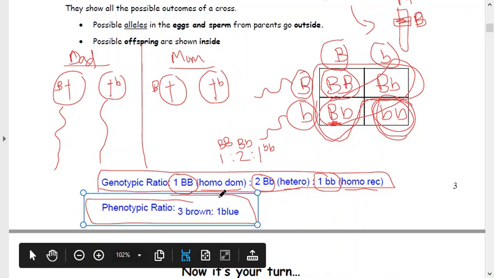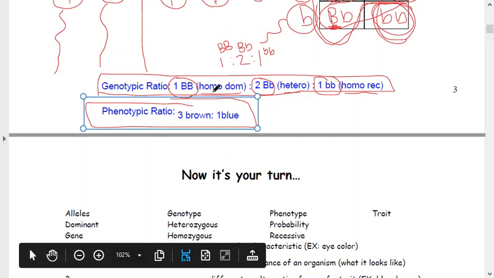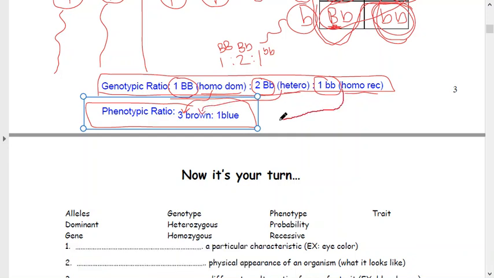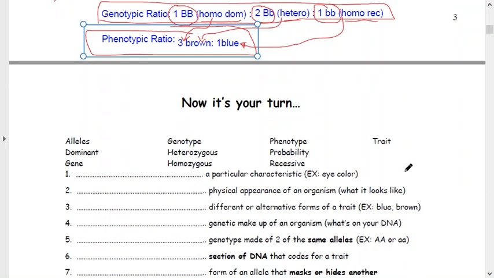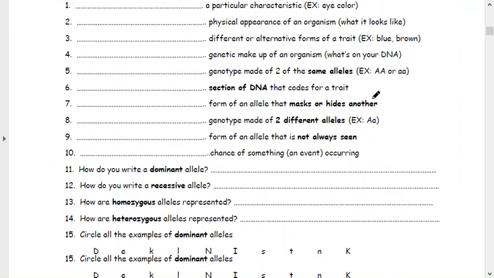All right. Again, the homozygous dominant gets you a brown, the 2 heterozygotes also give you brown eyes, and then that 1 homozygous recessive individual gets you the 1 blue. So basically, if these 2 parents had a child, there's a 75% chance, a 3 out of 4 chance that child would have brown eyes, and a 1 out of 4 chance that child would have blue eyes. All right, we'll do the practice in class.